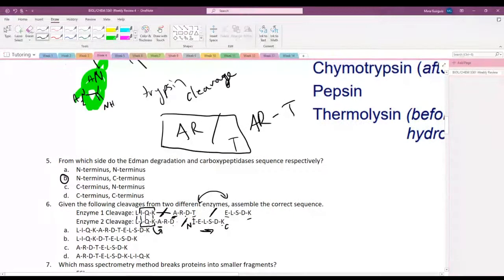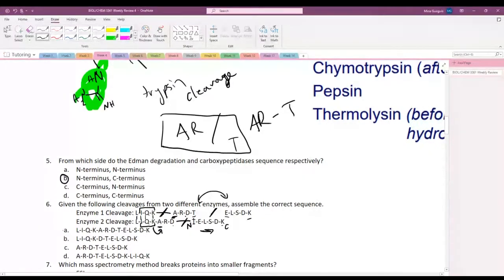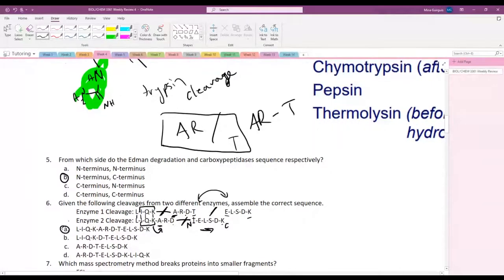It has to be a T. And so these are together. So the answer to this one ends up being A. Okay. That said, be very careful.